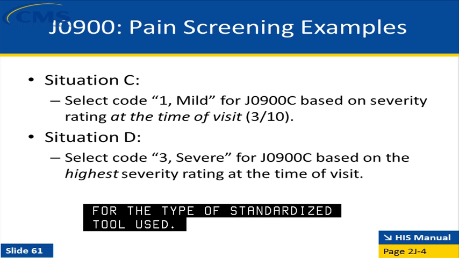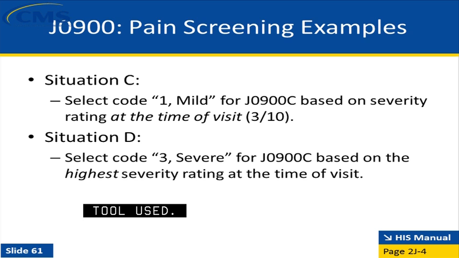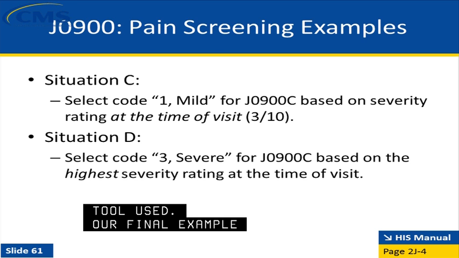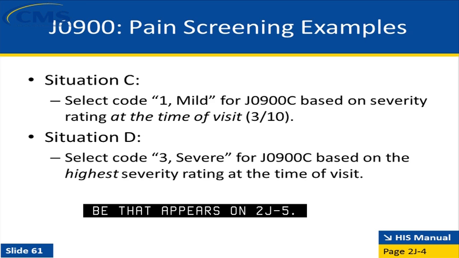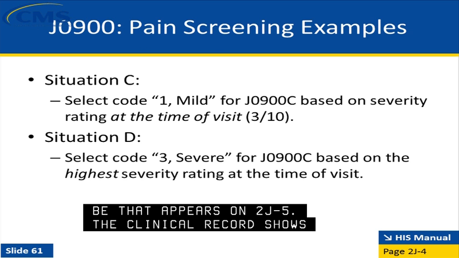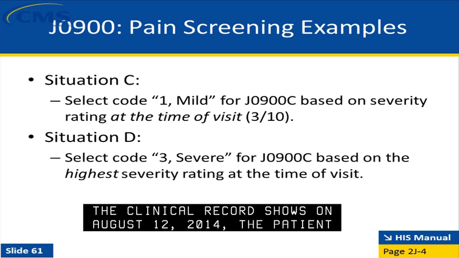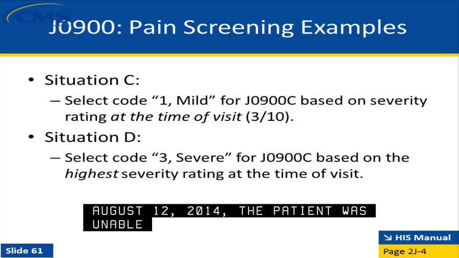Our final example is situation D, and that appears on page 2J5. In situation D, the patient's clinical record shows that on August 12, 2014, the patient was unable to speak and that during the 20-minute observation, pain on a nonverbal scale was moderate to severe.